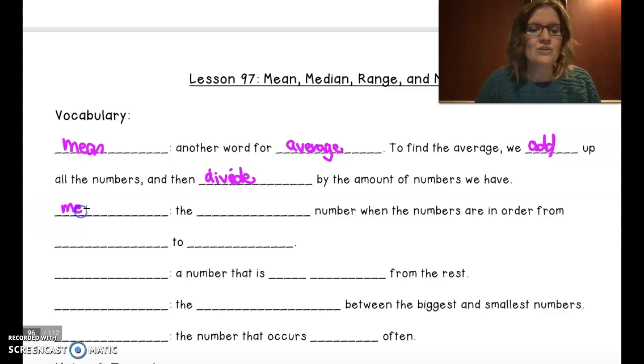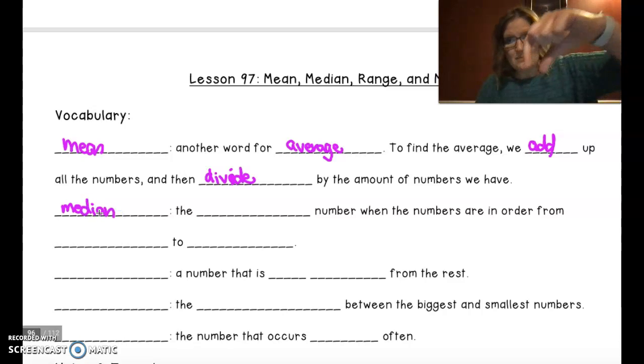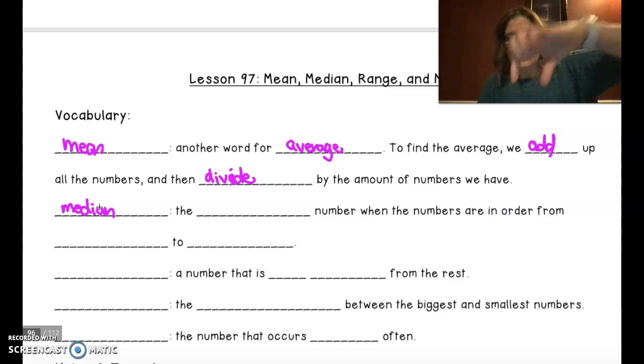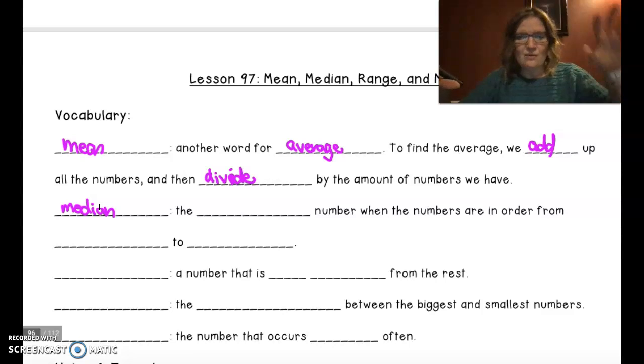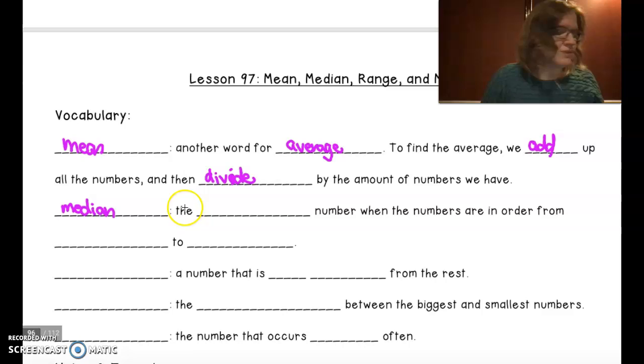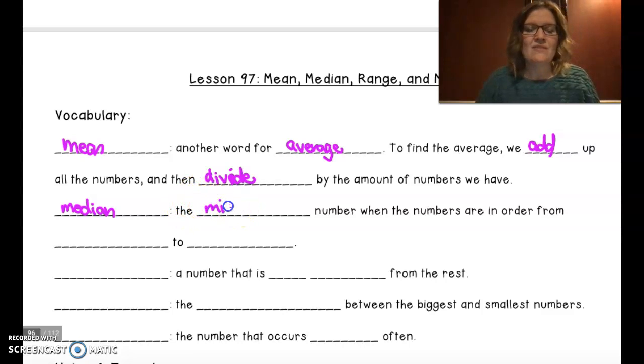Our next piece of vocabulary is median. Now, when you've been on the freeway, you'll notice that in the middle of the freeway, there is the median. It's like this barricade that divides one part of the highway from the other part of the highway. The median is the middle number when the numbers are in order from least to greatest.